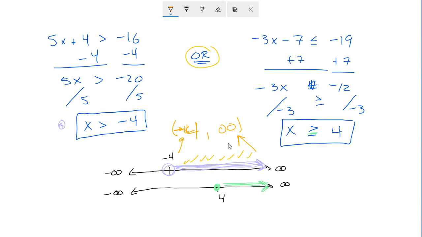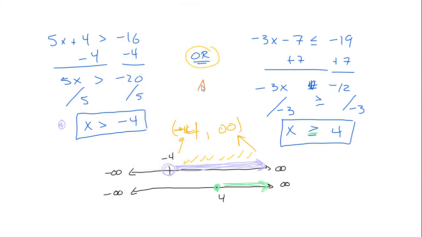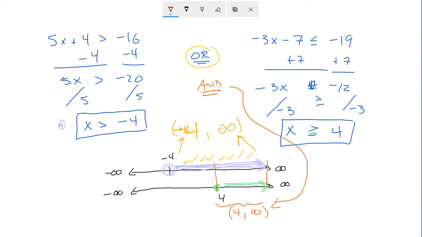Now, how does this change if we do and? Suppose we do and. So I'm going to sneak in here and say, you know what? What if we change this to and? Like this region and this region. That means you have to be in the overlap. You have to be in both at the same time. Where am I in both at the same time? From here all the way to the end. So for the and, you're going to start at 4 and go to infinity, and that's your answer. That's your solution region.